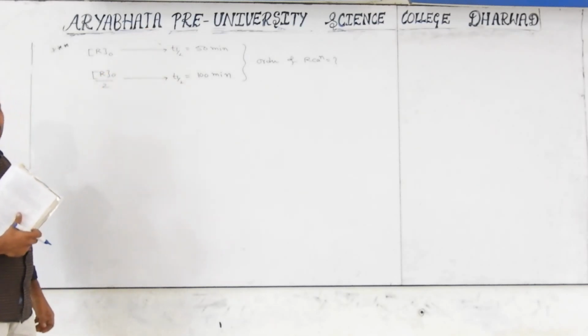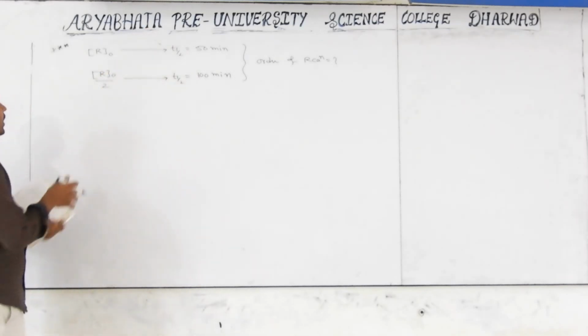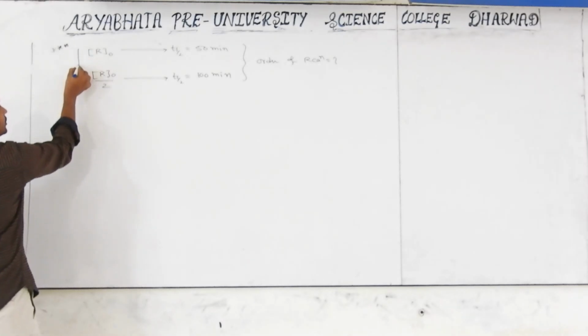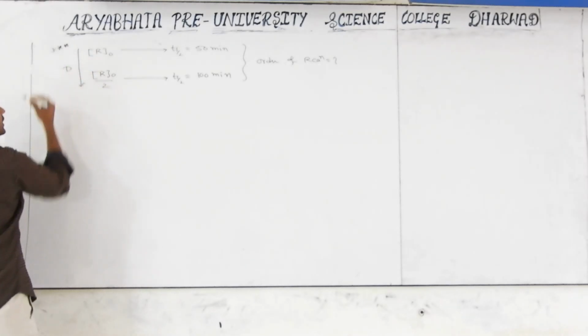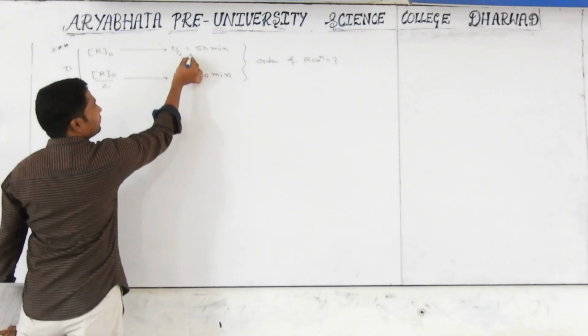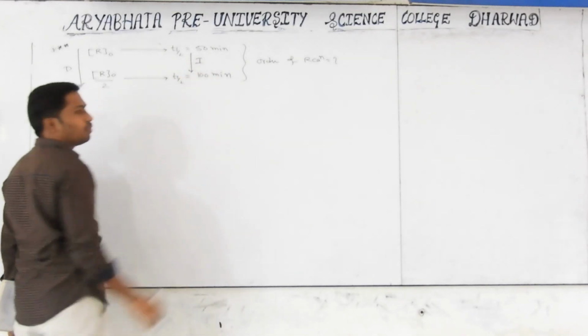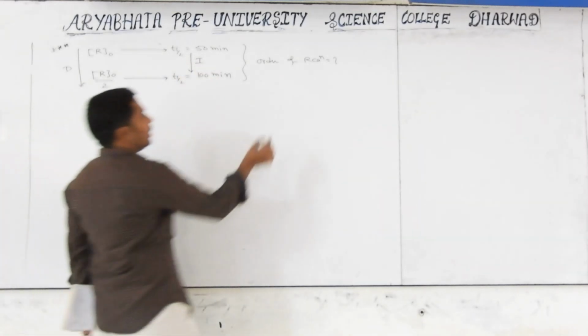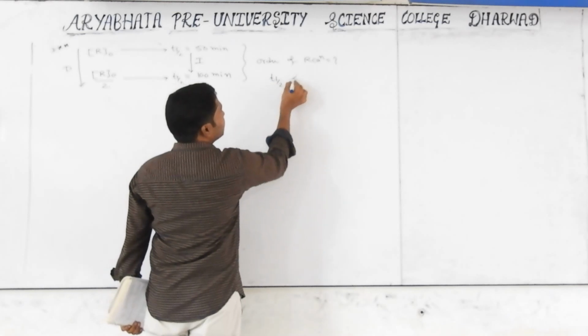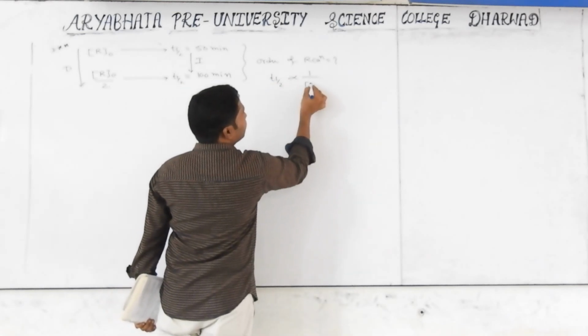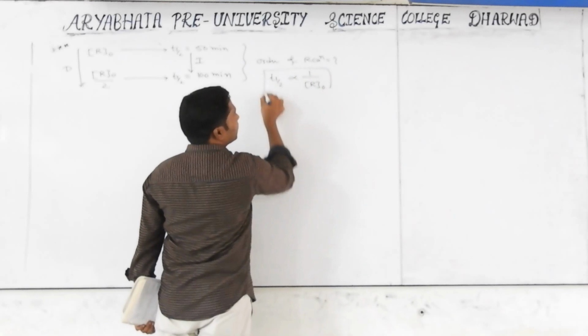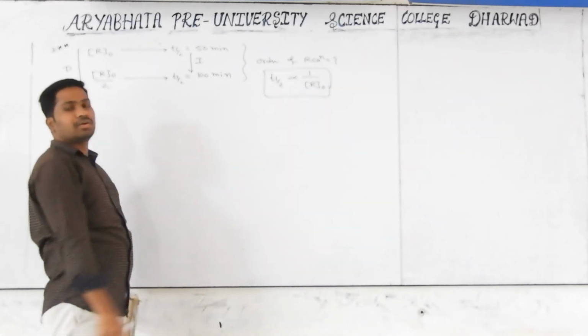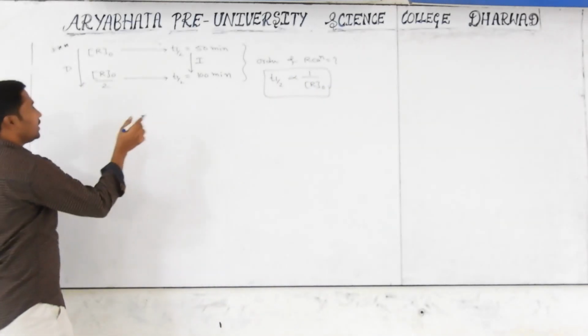Did you get here one important relation? What is happening now? Initial concentration of the reactant is going on decreasing, but half-life time is going on increasing. What relation is going on here? Half-life time is inversely proportional to the initial concentration of the reactant. This relation works in which order? Yes, very good.